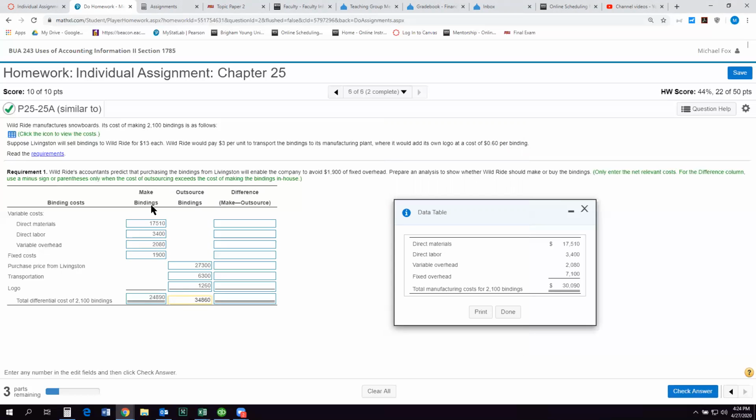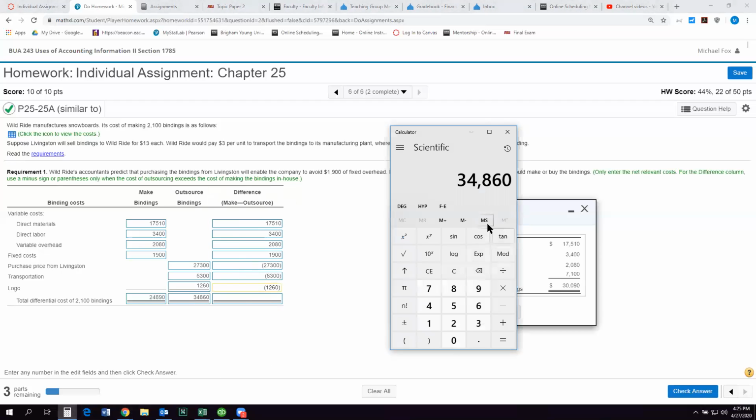So to find the difference, we're just going to take the make column minus the outsource column. So for direct materials, 17,510. Direct labor, 3,400. Variable overhead, 2,080. Fixed cost, 1,900. Purchase price then is 0 minus 27,300, so a negative 27,300. Transportation, negative 6,300. And logo, negative 1,260.